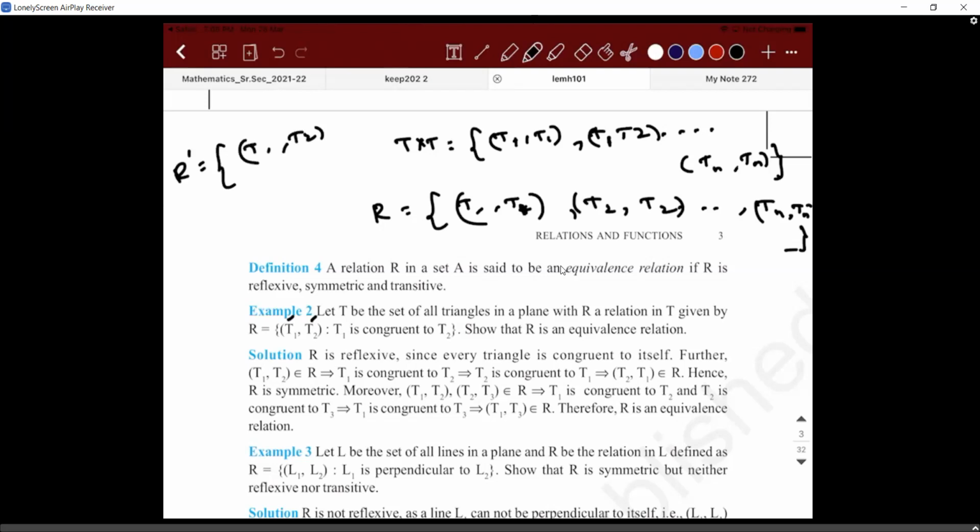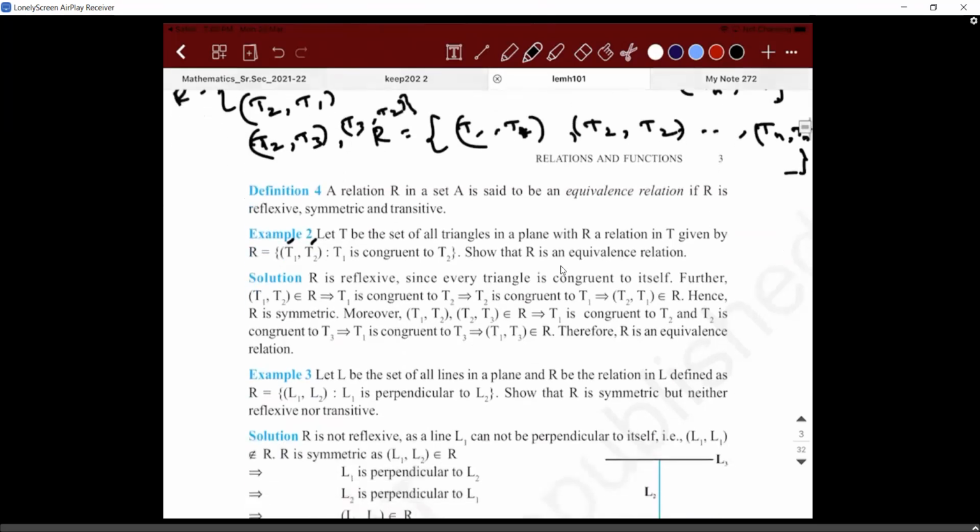If I say T1, T2, what do I mean according to this system? I am saying T1 is congruent to T2. If that is the case, will T2, T1 also belong to this relation? If T1 is congruent to T2, the vice versa is also true. So if I take any particular ordered pair like 1, 2 or 1, 3, I can always find the reverse also. If I take T2, T3, then I can always find T3, T2 also to be a part of the same relation. Then I can say it is a symmetric relation.